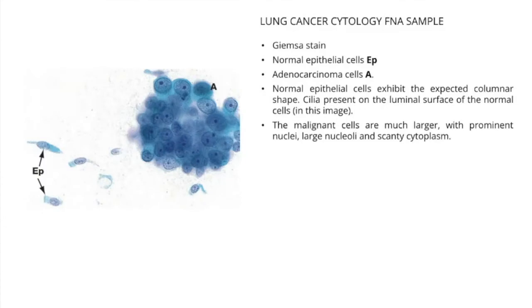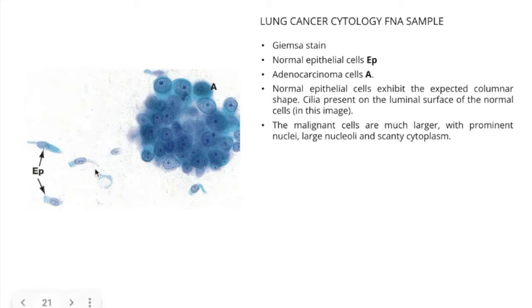This is the type of abnormal cells. We learned about the abnormal cells last week, how it form, what triggers them. But this is the actual micrograph of lung cancer cytology FNA sample by gene staining. So this is the normal epithelial cells, but this is adenocarcinoma cells.